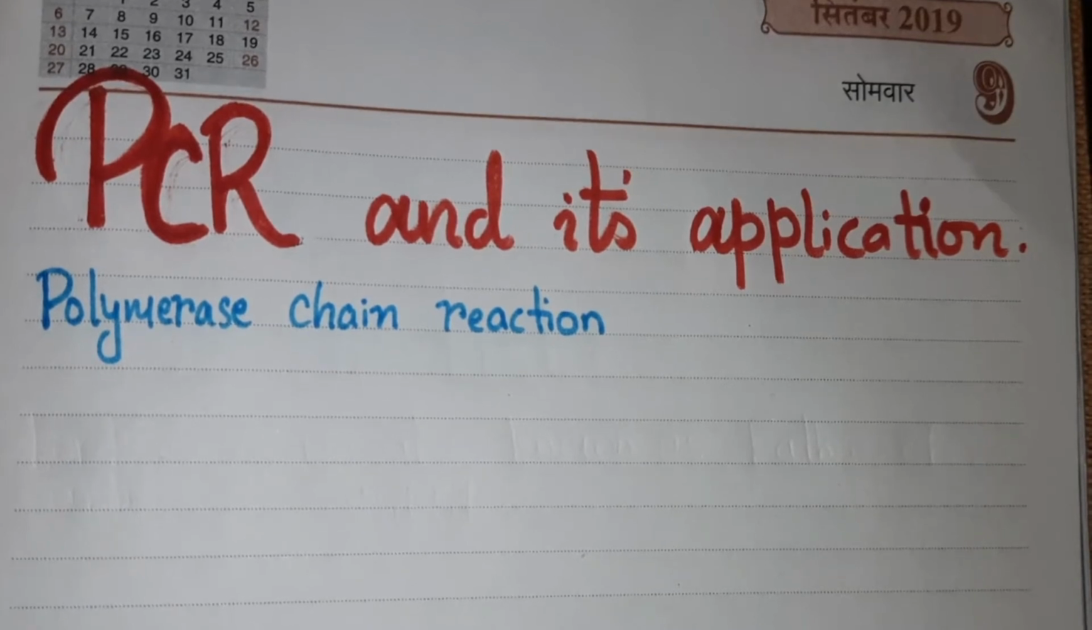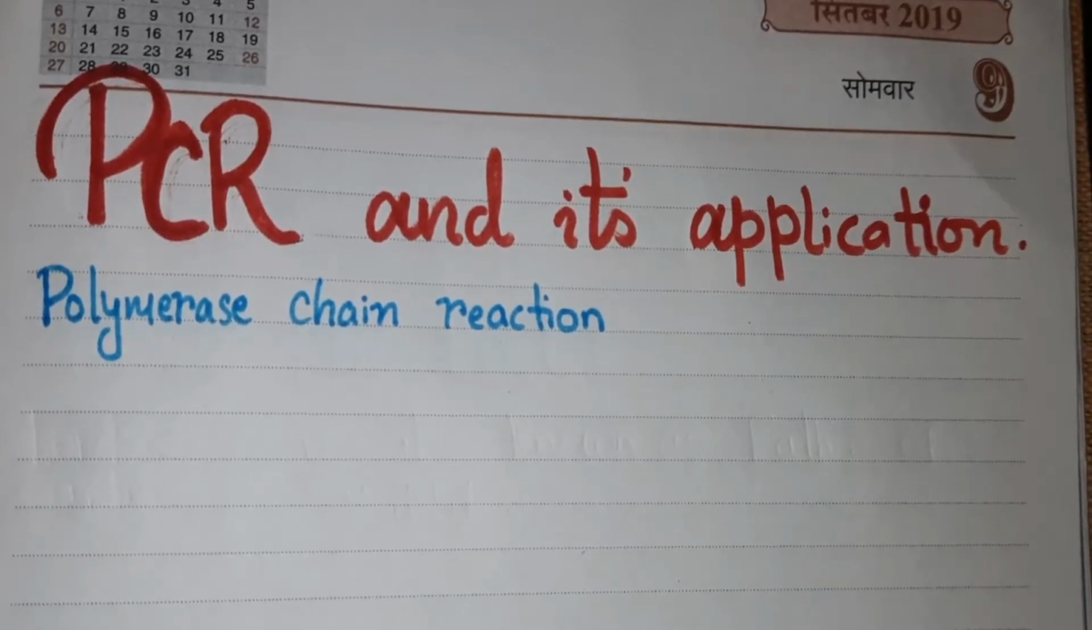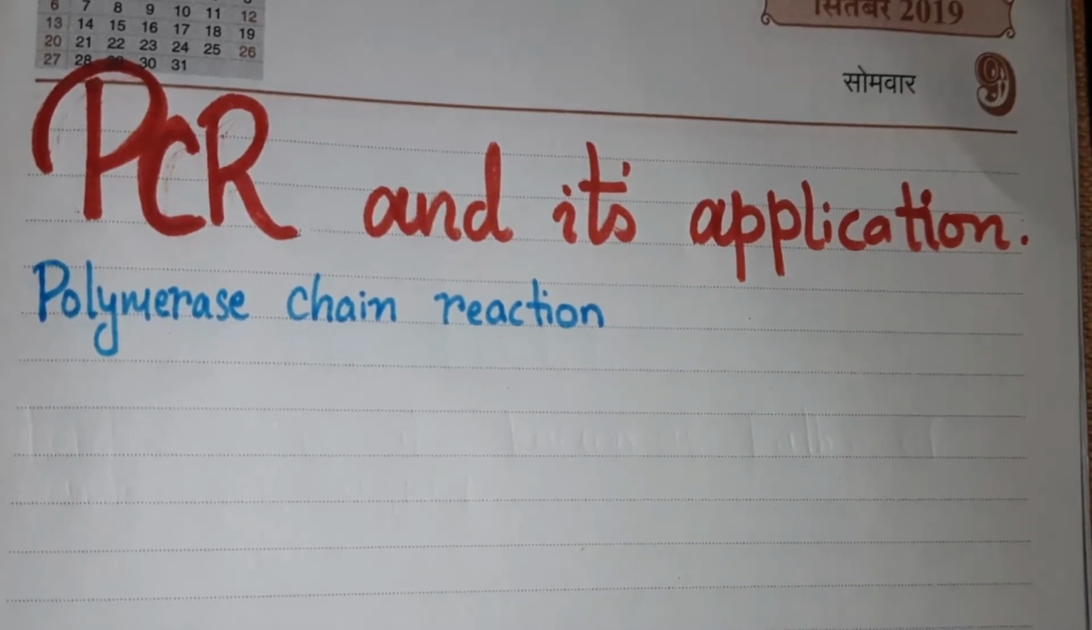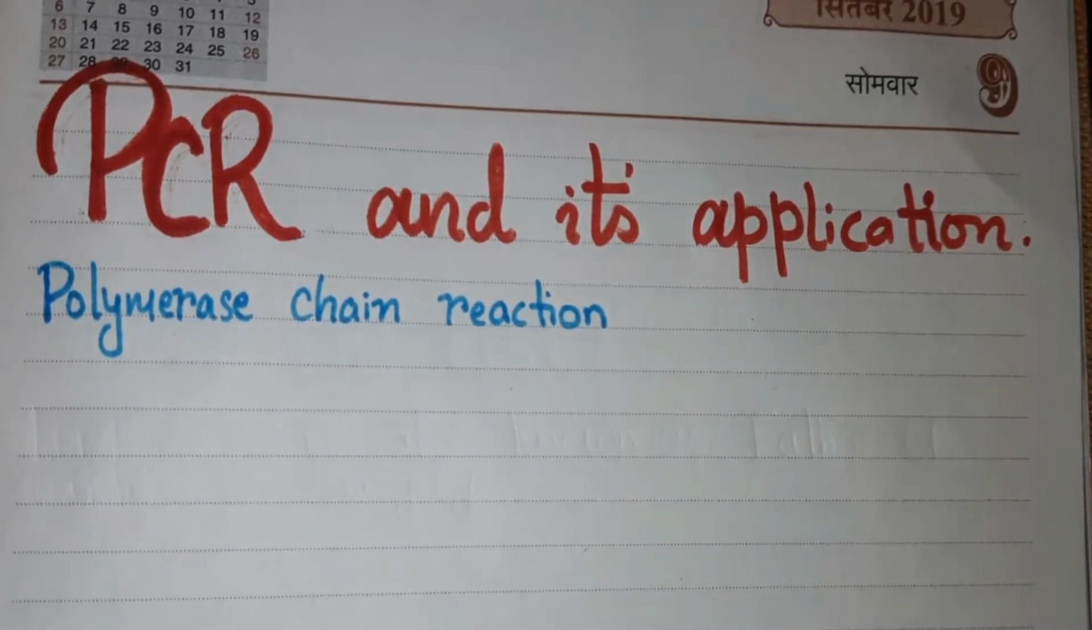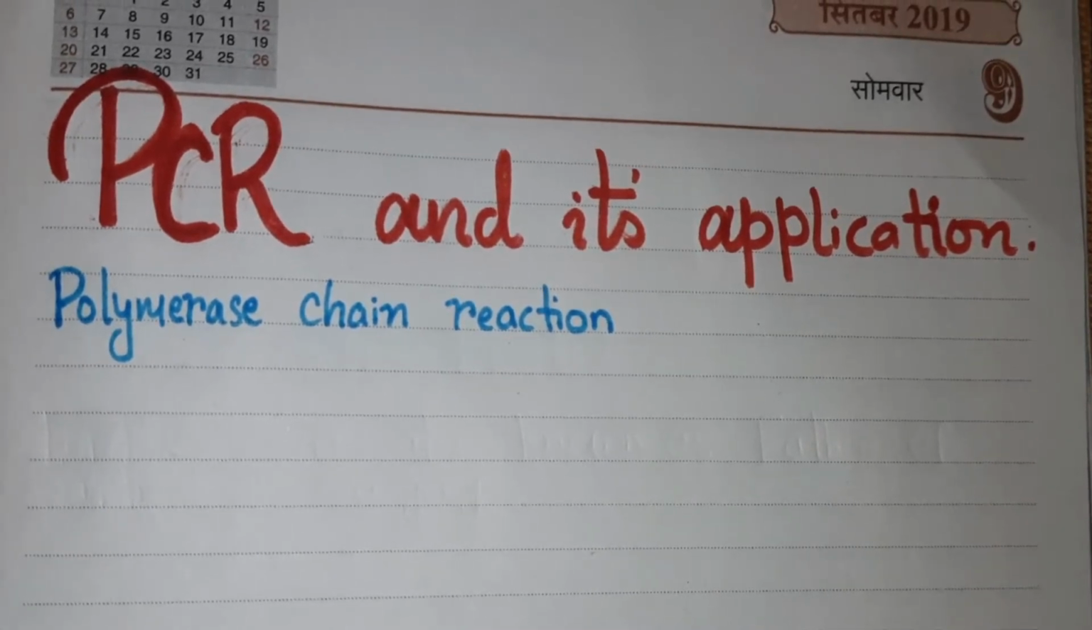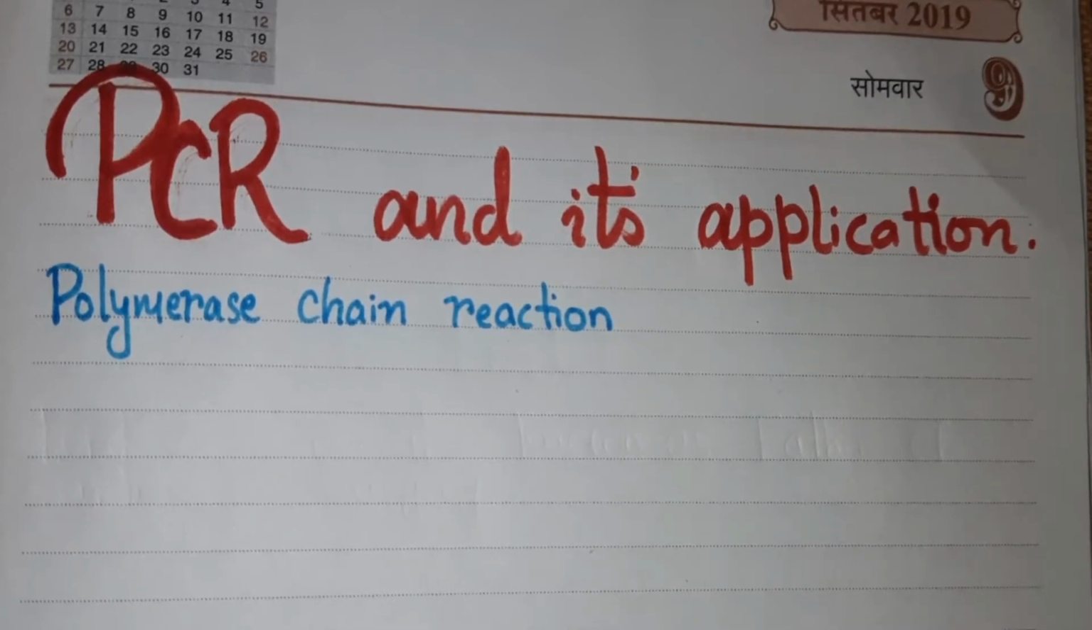Now, what does PCR mean? It is polymerase chain reaction, which is done in the lab. This is a laboratory technique for rapidly producing millions to billions of copies of a specific segment of DNA, which can then be studied in greater detail.